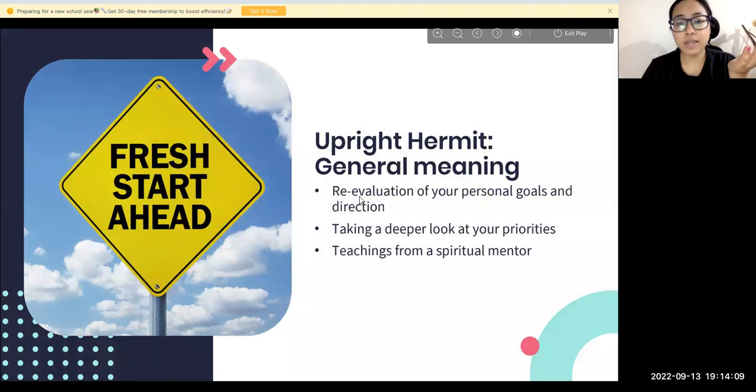That is why I said re-evaluating your personal goals and directions, taking a deeper look at your priorities, learning from a spiritual mentor. So in this journey, if this card comes, it can also mean that you might meet a spiritual mentor or a teacher from whom you can upgrade yourself, or you might newly connect with a mentor who can help you with whatever you have learned in your journey.